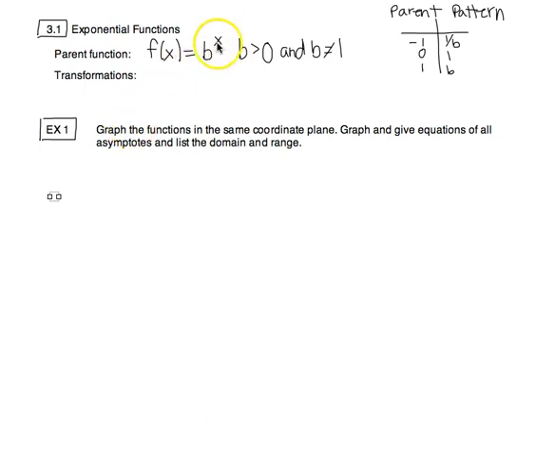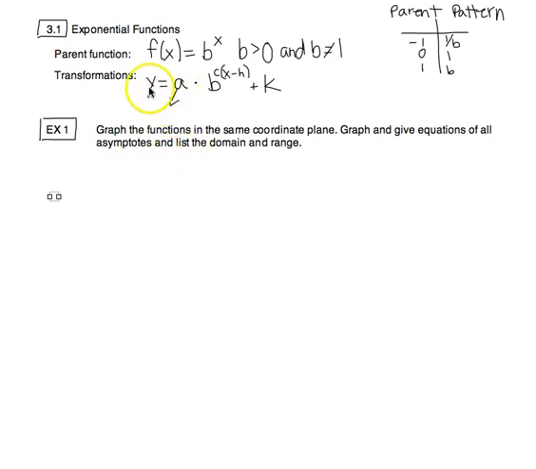So when we're using this parent function and the rules in the parent pattern, for transformations, we end up with something that's in this form. And most of this should, like I said, seem the same as what we had in Algebra 2.